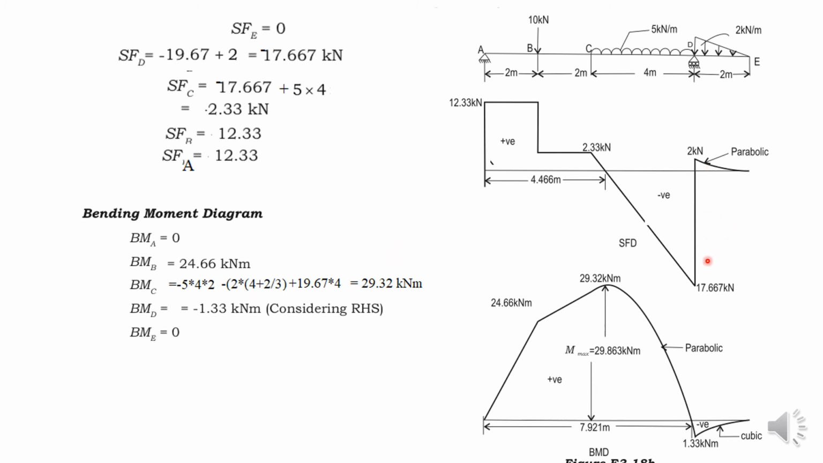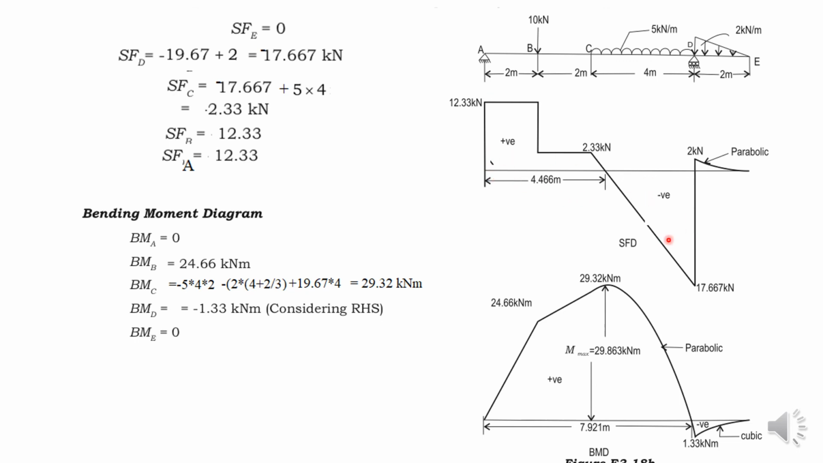From this minus 17.67, you can see a UDL. The value of the UDL is 5 into 4, that is 20. So minus 17.67 plus 20, that is equal to 2.33, will be the value of shear force at C. Here you can see the shear force changes from negative to positive. Then from C to B it is a horizontal line. At B there is a 10 kilonewton load, so 10 plus 2.33 is 12.33, which is equivalent to the reaction at A.